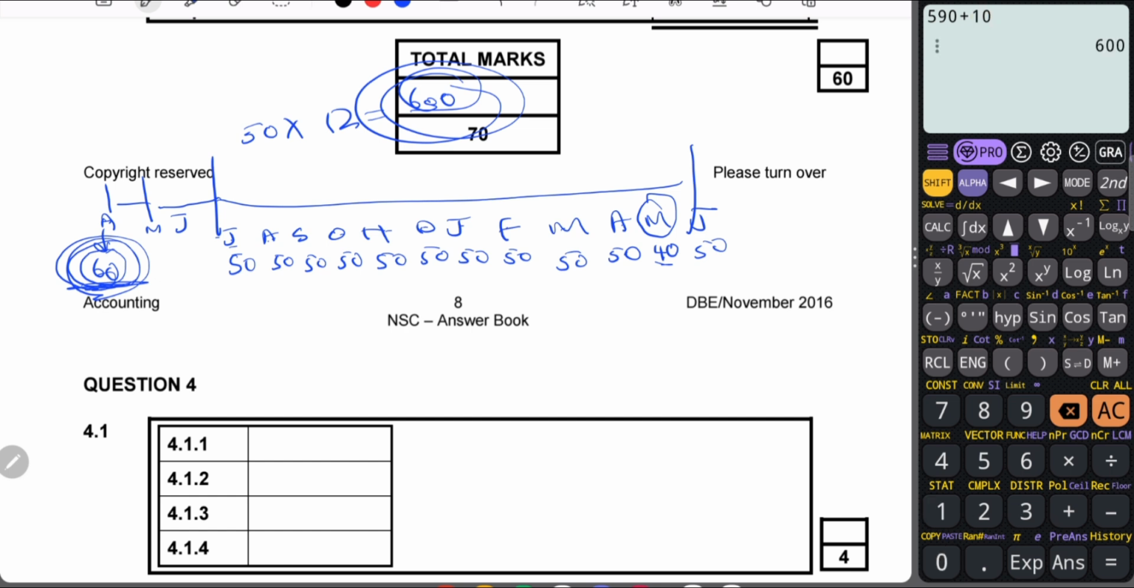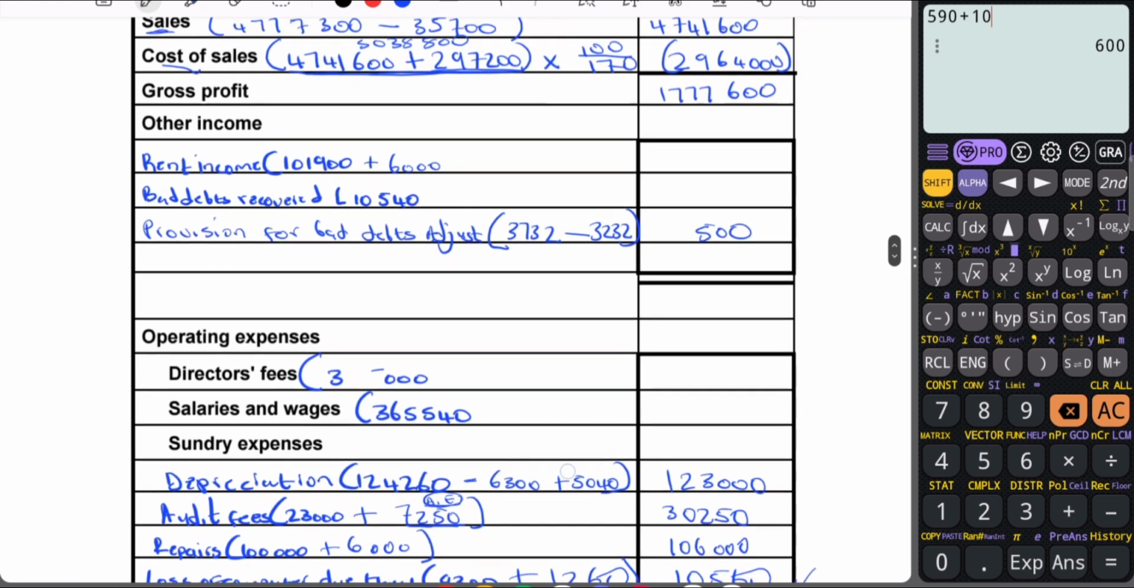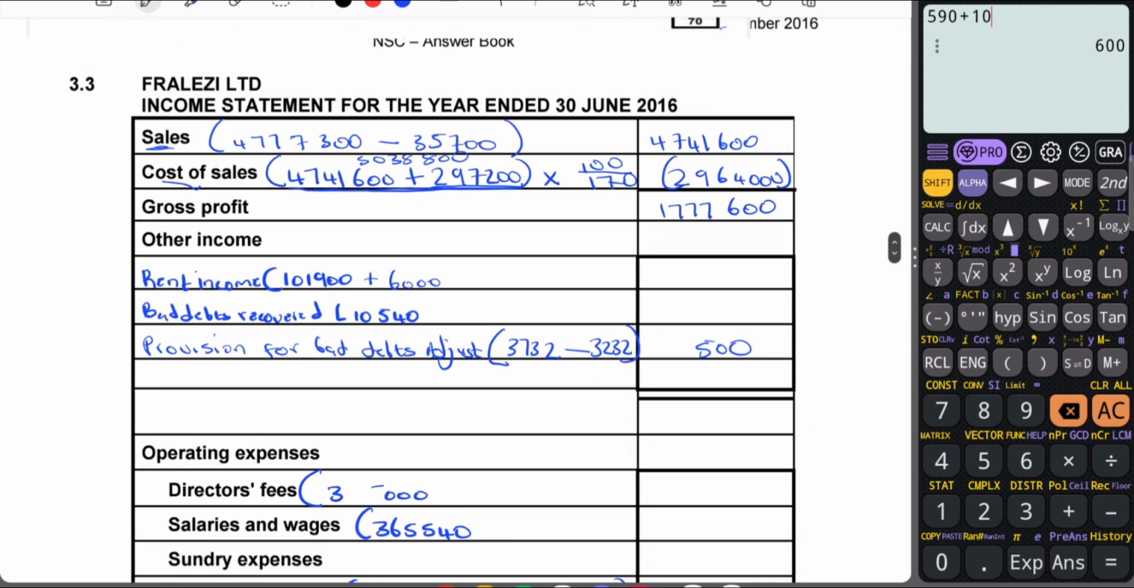Why do we add it back? Because repairs and maintenance are the responsibility of the business, and we don't want to disturb our rent. That's why here we must add back the 6,000.